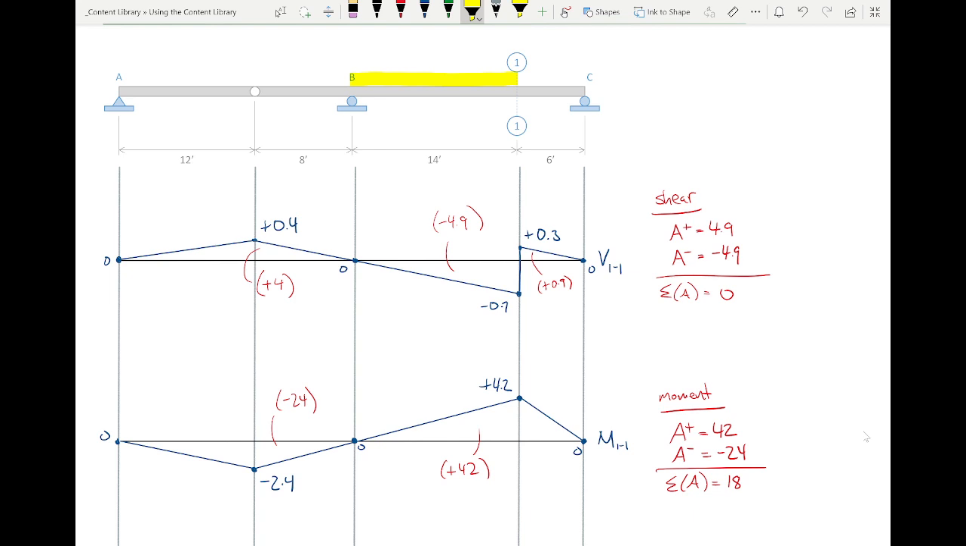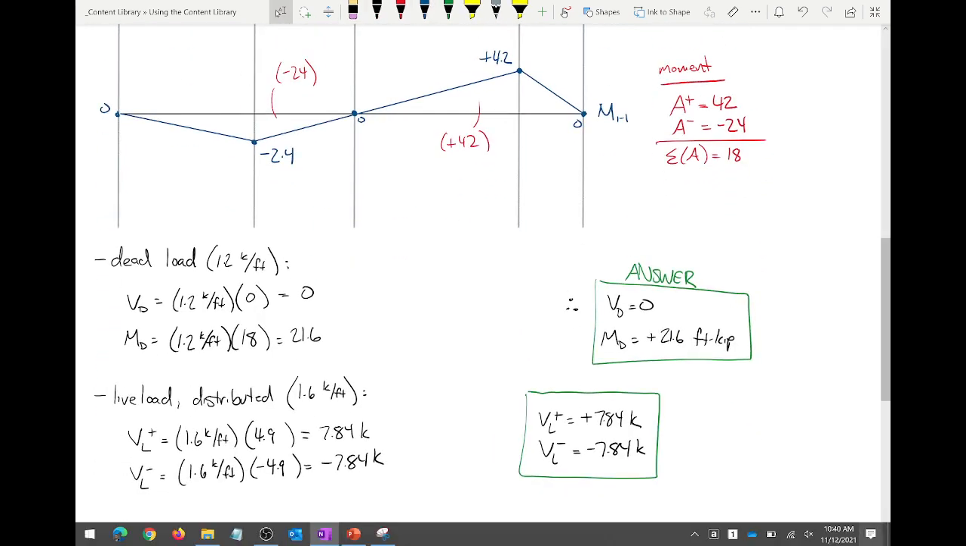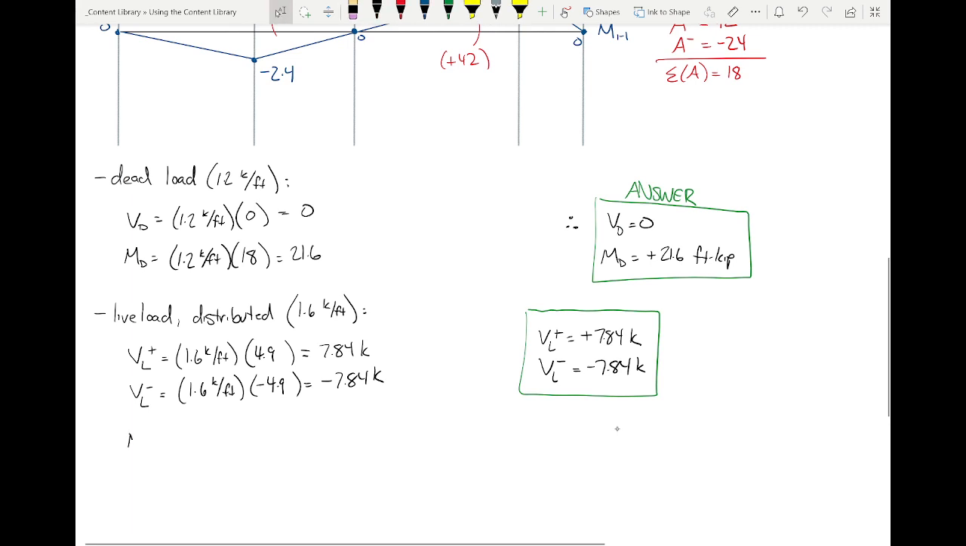So for moment, we're going to get a little bit of a different answer. Because for moment, what we're going to do is we're going to take the load times the positive and negative areas associated with that. So what goes right here? 42, and over here? There you go.